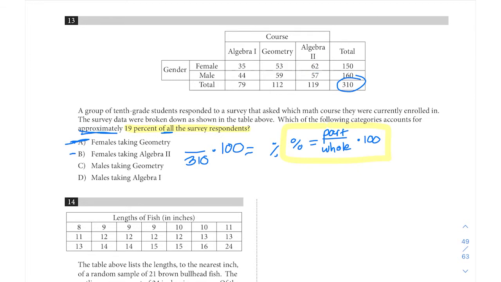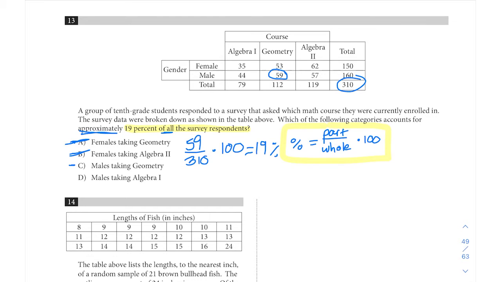So here it says males taking geometry. So males go across to geometry, that's 59 out of 310. And let's do that calculation and see what we get. And that comes out to 19.03%. So again, now we are even closer. And I think that's probably going to be it just because that's very close to 19. It's off by just a tiny, tiny little decimal.